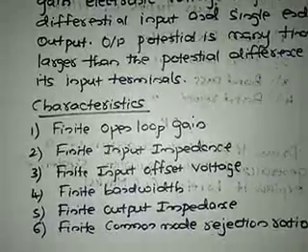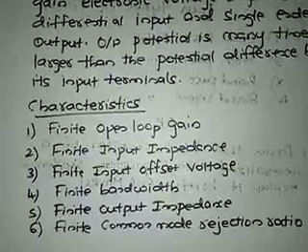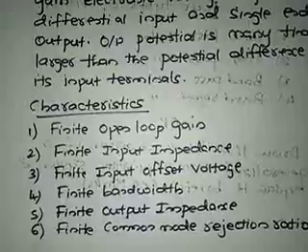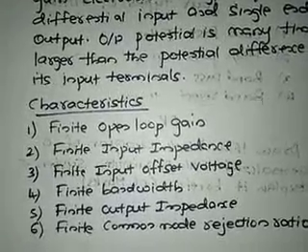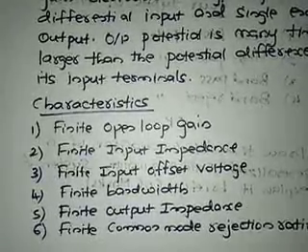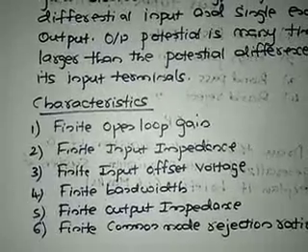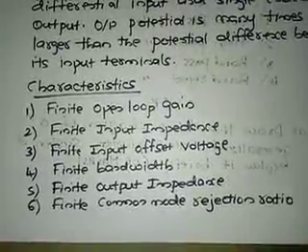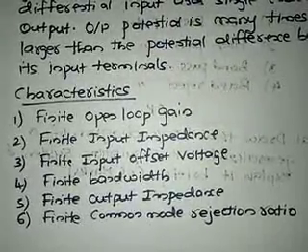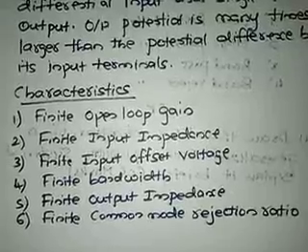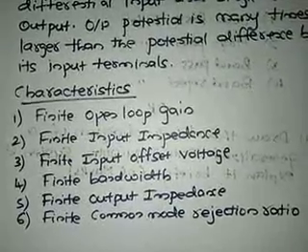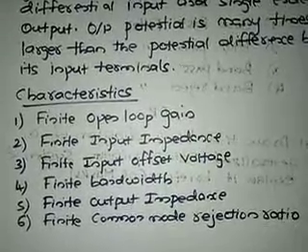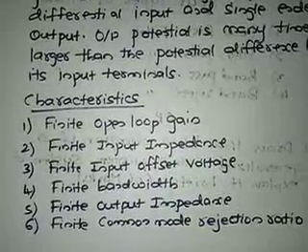Finite input impedance. Finite input offset voltage. Offset voltage is whenever there is no input voltage, there still exists some output voltage. This is called the offset voltage. So this is finite for a non-ideal op-amp. Finite bandwidth, finite output impedance and finite common mode rejection ratio, that is the ability of the op-amp to reject common mode signals. These are the characteristics of a non-ideal op-amp.